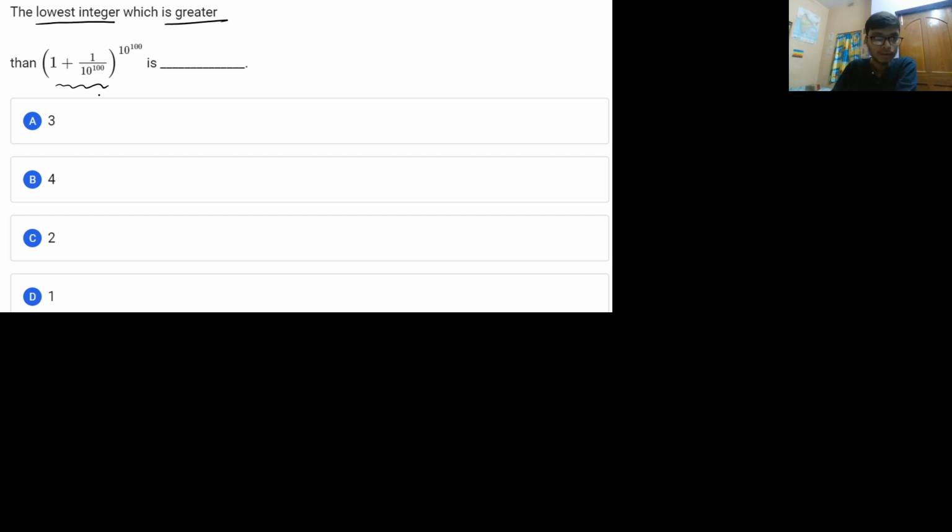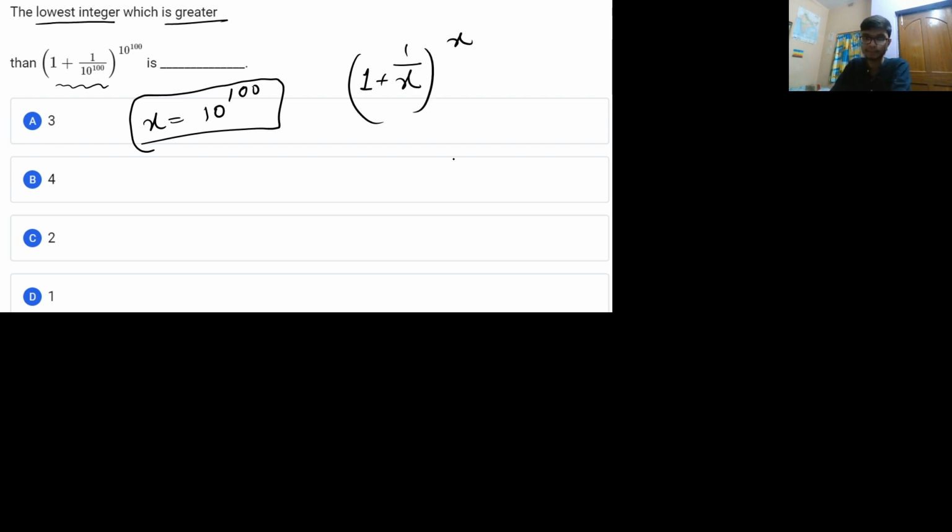All right. So if you look at this, let us assume x is equal to 10 to the power 100. So let us assume that x is basically equal to 10 to the power 100. So the expansion which is asked is basically 1 plus 1 by x whole raised to the power x.